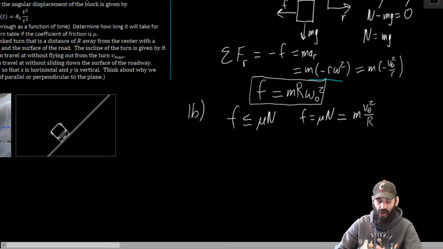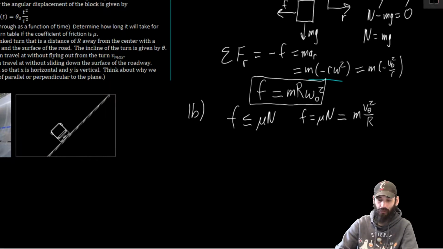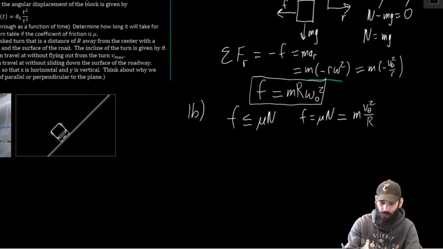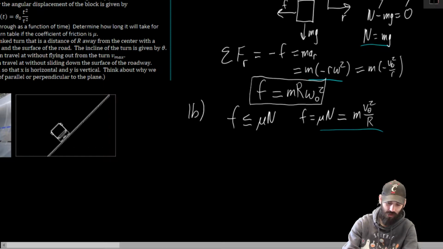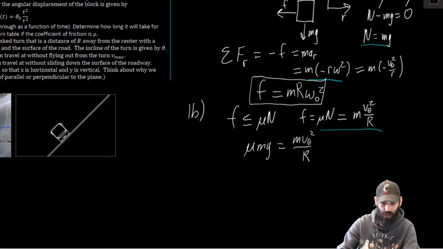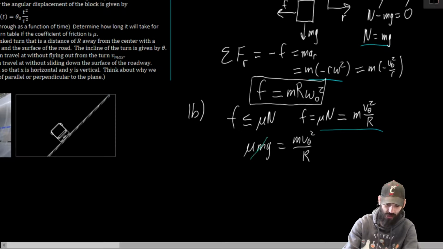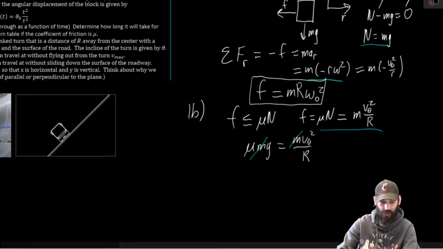And now what we want to do is solve for the velocity in the theta direction. Now we know from what we found before that the normal force is going to be equal to mg, and so this equation can be rewritten so that mu times mg is going to be equal to m v theta squared over R. And we can cancel our mass, because we see that we have a mass common to both sides. So that's kind of interesting.